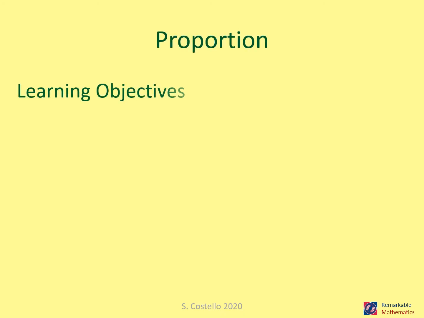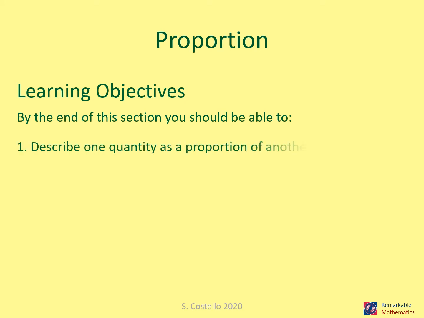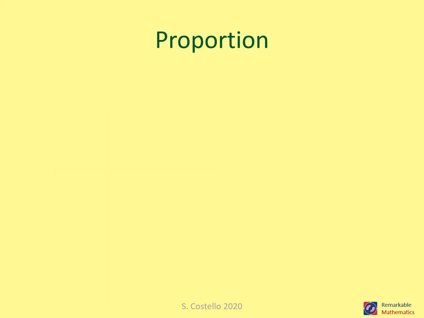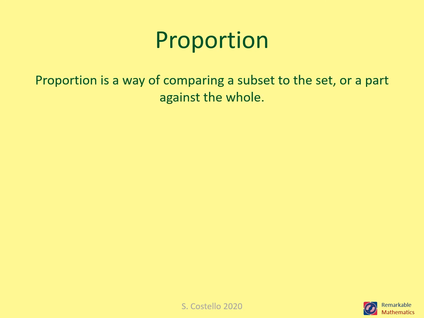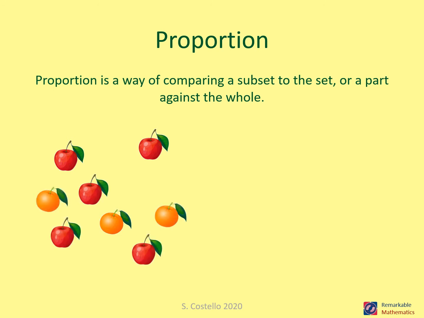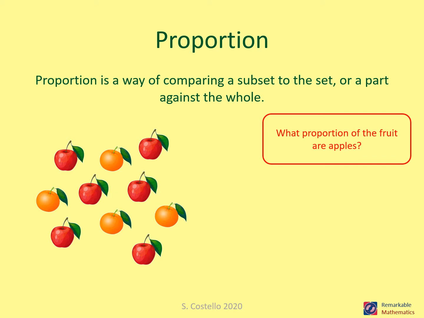Proportion. Learning objectives. By the end of this section, you should be able to describe one quantity as a proportion of another, and solve problems involving proportion. Proportion is a way of comparing a subset to the set, or a part against a whole. What proportion of the fruit are apples?